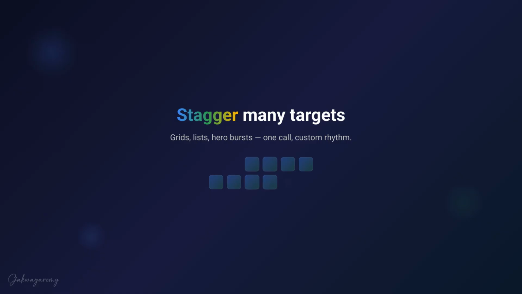Stagger animates many targets with one call. You can stagger from the start, center, or edges, and even use a function for custom rhythm. It is perfect for lists, grids, and hero bursts without duplicating tween code.